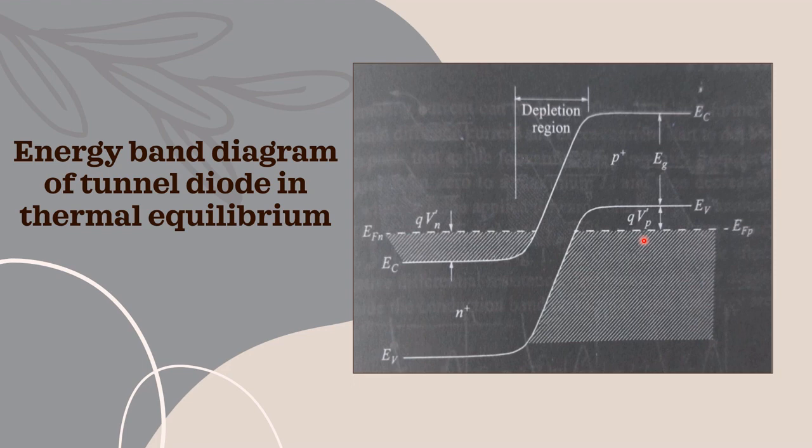And this depletion region is of the order of 10 nanometers or less than 10 nanometers, which is a very narrow region compared to the conventional simple p-n junction diode. So this is the basic difference between a simple p-n junction diode and a tunnel diode, and this is the energy band diagram of a tunnel diode in thermal equilibrium condition.